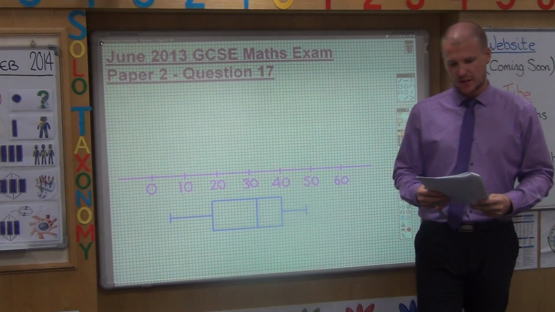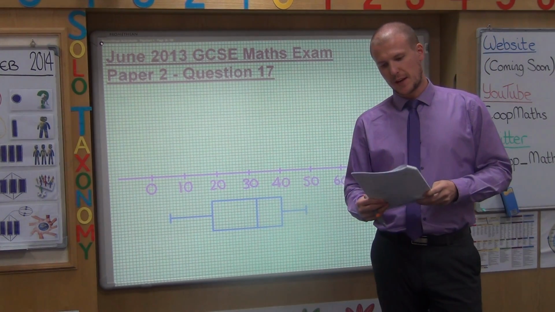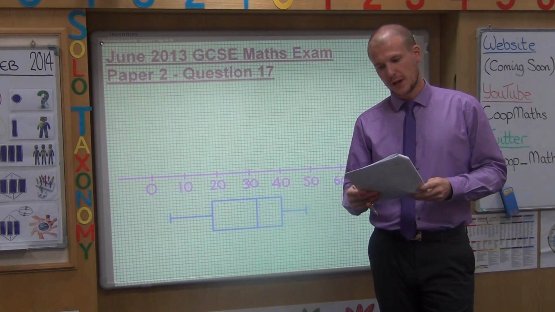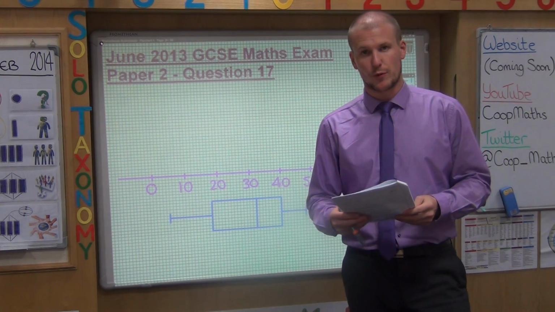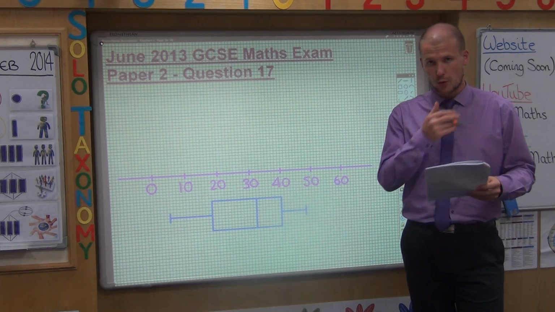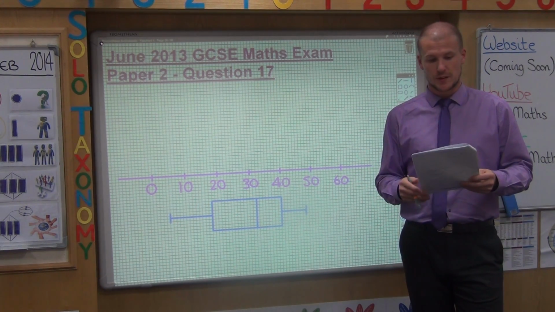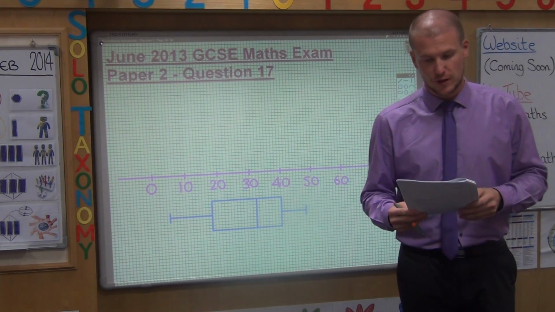Paper 2, question 17. Some girls did a sponsored swim to raise money for charity. The table shows information about the amount of money the girls raised. It tells you that the least amount was £10, the greatest amount was £45, that the median was £25, and that the upper and lower quartiles were £42 and £16. A. On the grid, draw a box plot for the information in the table.